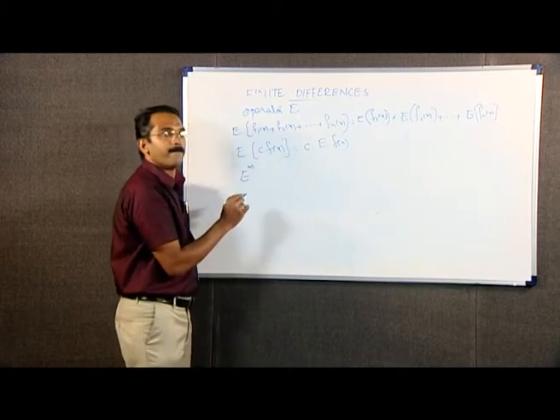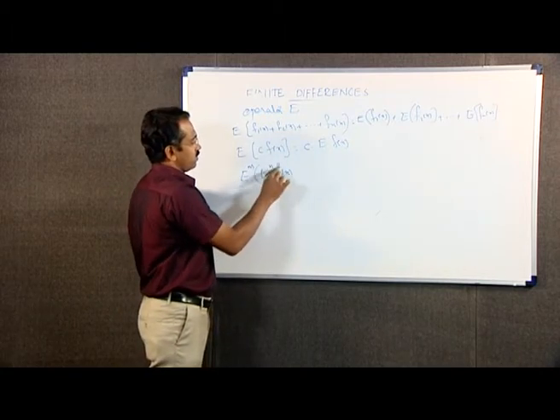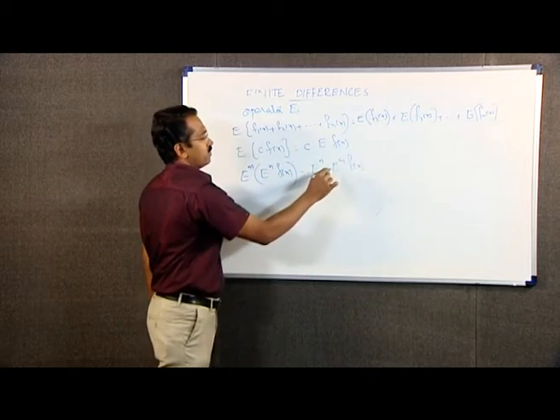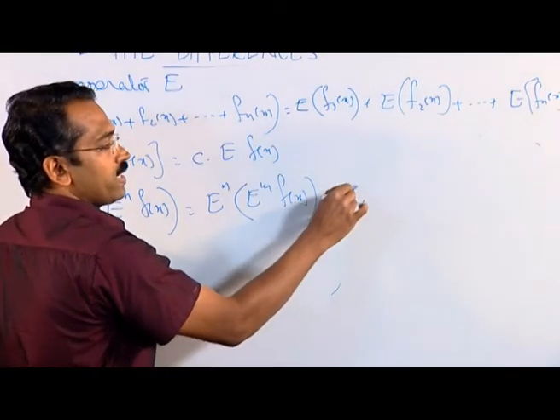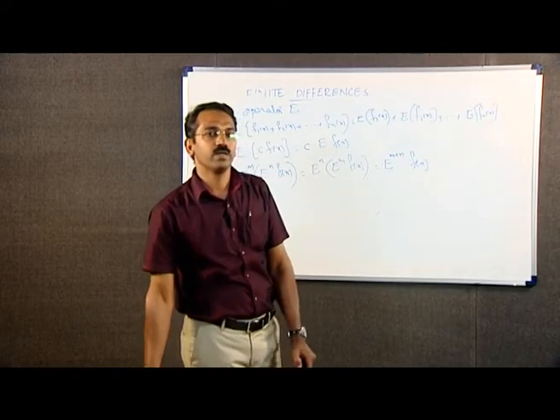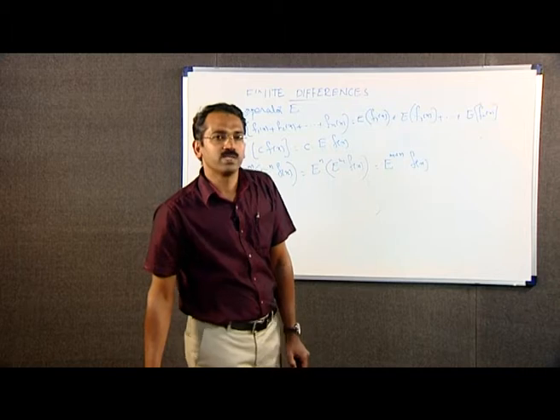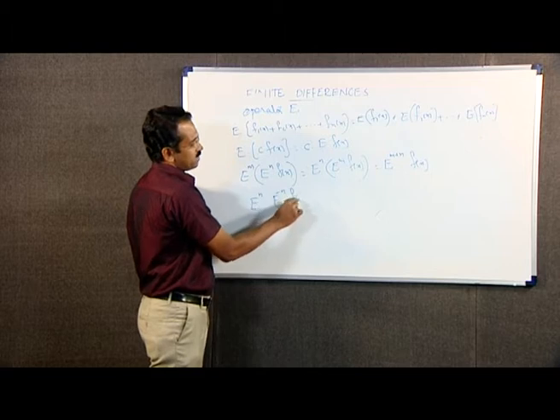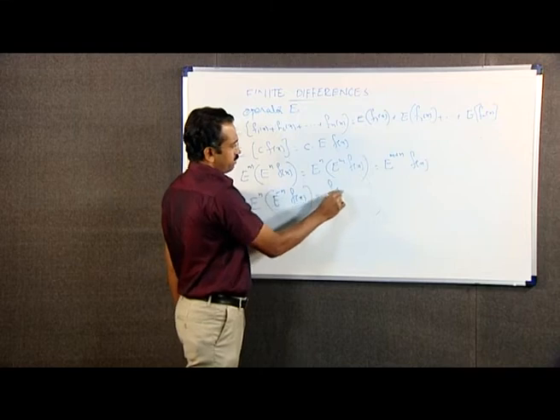E raised to m of E raised to n f of x is the same as E raised to n of E raised to m f of x. Both are equal to E raised to m plus n f of x, where m and n are positive integers. Now, if n is a positive integer, then E raised to n of E raised to minus n f of x is equal to f of x itself.